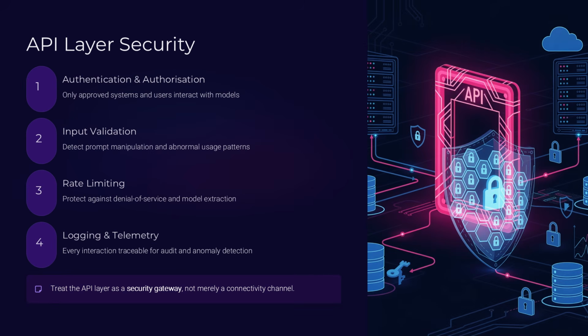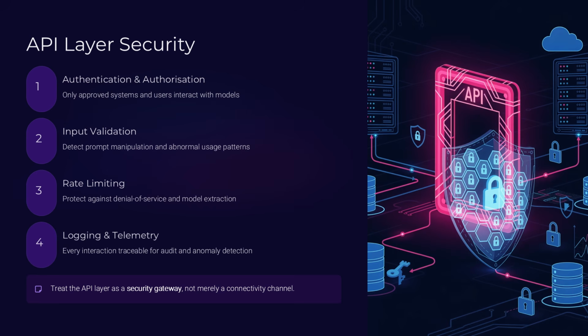Artificial intelligence systems are rarely accessed directly. They are typically exposed through application programming interfaces. The interface layer becomes a major control point. Authentication and authorization must be enforced at this boundary. Only approved systems and users should interact with models. Input validation must be applied. While artificial intelligence systems accept natural language, this does not eliminate the need for validation. You must detect patterns indicative of prompt manipulation or abnormal usage. Rate limiting protects against denial of service and model extraction attempts.